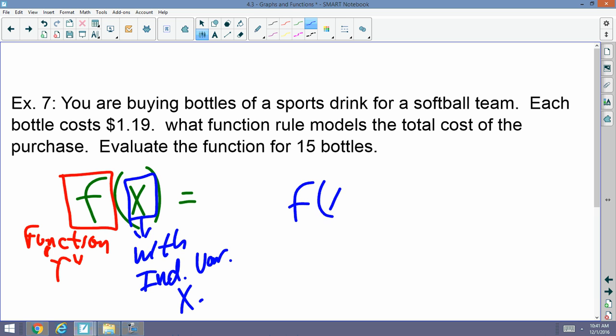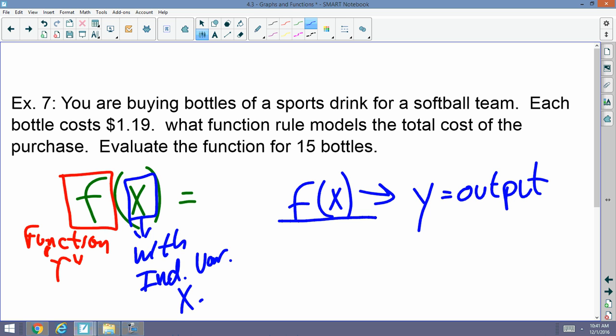Now, f of x itself, that's my y, or the output. That's the answer, the whole f of x. That's my whole function. But this is function f with independent variable x. What don't we see, please? Because I want to help you, but I cannot help you if you don't let me.